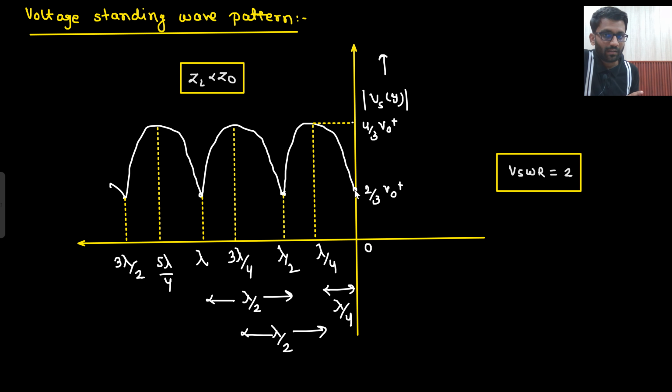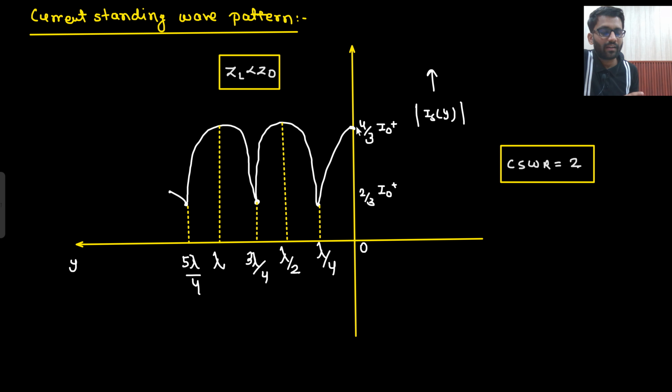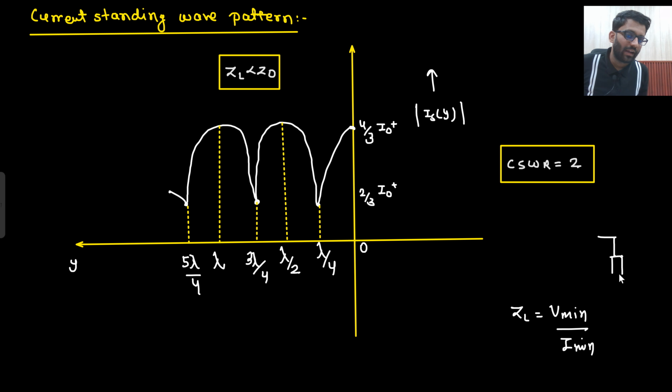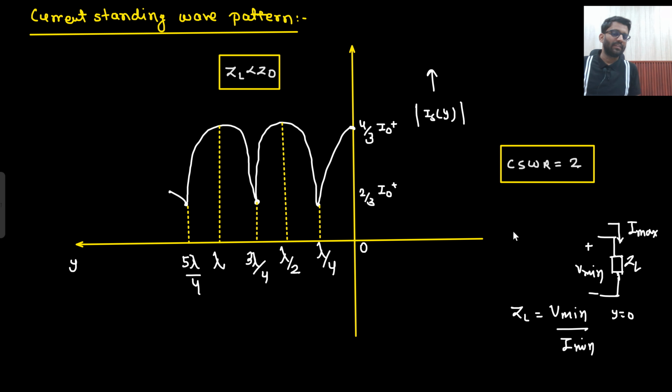Here you are having voltage minima and current maxima. So at the load, at ZL, you have voltage minima and current maxima. Can you define ZL as this? For this case, my ZL can be defined as V minimum divided by I max. Why is that so? Because ZL is at y equals 0. At y equals 0, whatever current you get is your I max, and whatever voltage you get is V min. So V min divided by I max is equal to ZL.